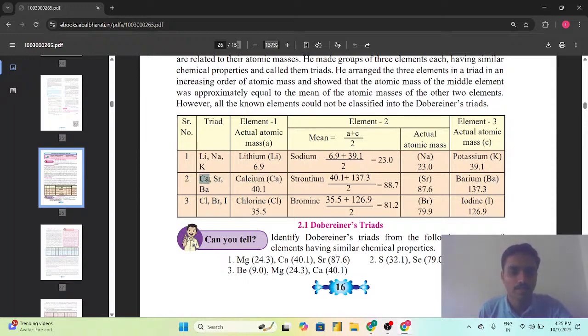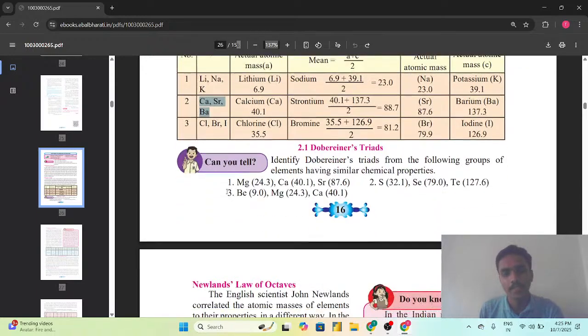So further is taken one another triad, that is the calcium, strontium, and barium, and found out that again with the same, taken the mean of the calcium and the barium, and find out that the strontium is having the mean, that is the 88.7, after taking the mean, and actual mass of the strontium, atomic mass, was 87.6. So he found out that strontium will be included in the group of the triad. So he made the triad of calcium, strontium, and barium.